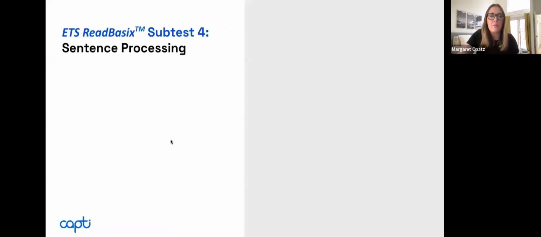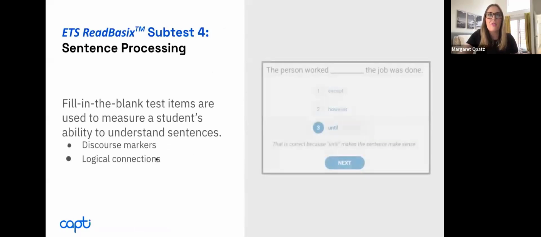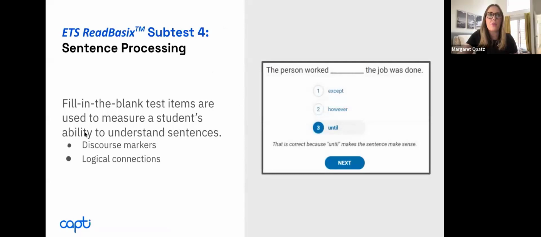So I'm going to show you Read Basics in CAPTI. And before I do, I just want to show you an example. For sentence processing, it's a fill in the blank item type, and there are two types of questions. There's discourse markers, which is similar to what I showed you earlier, with words like because, and then there are logical connections. That represents whether students are able to recognize the word that helps complete the sentence to create a complete thought.